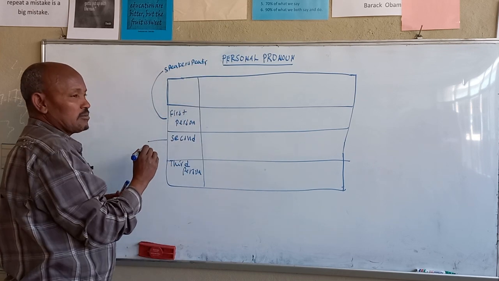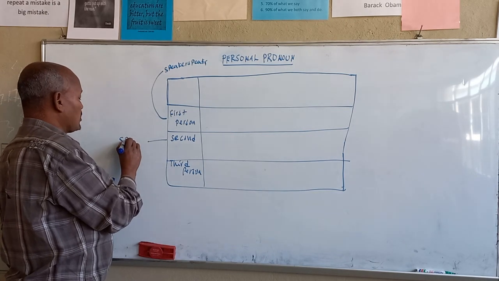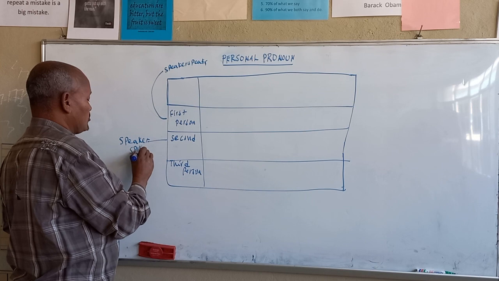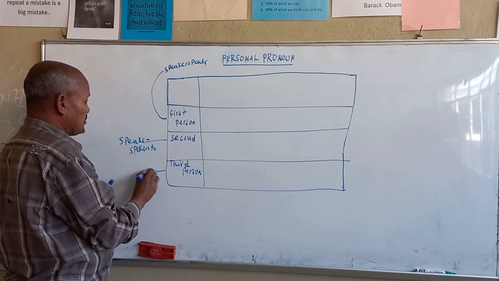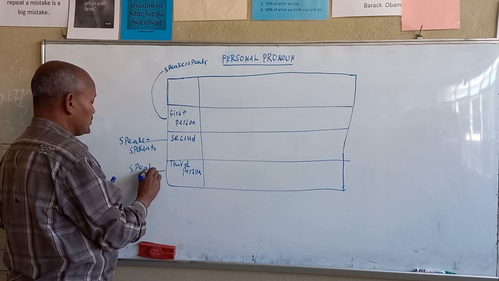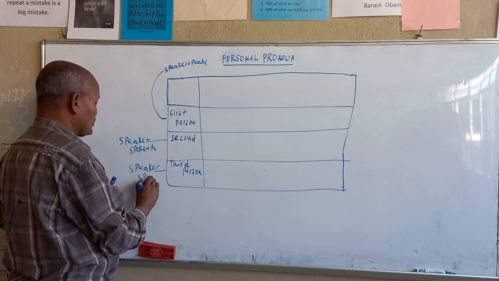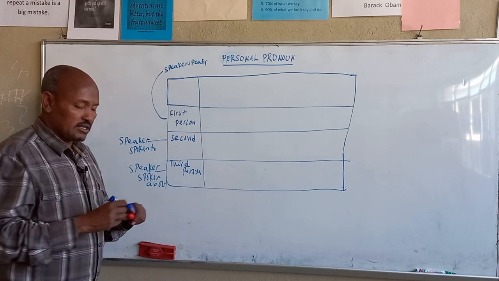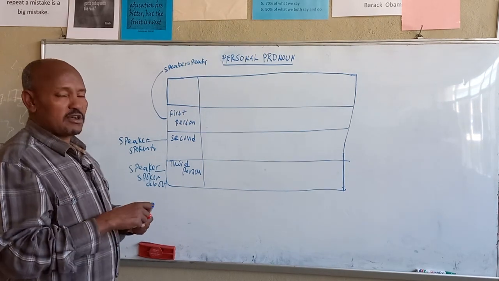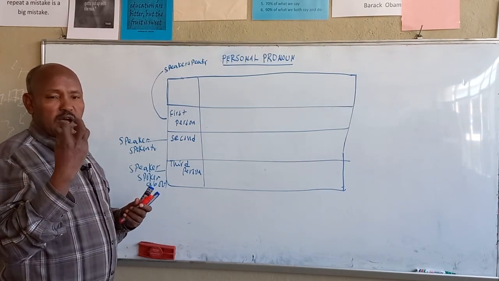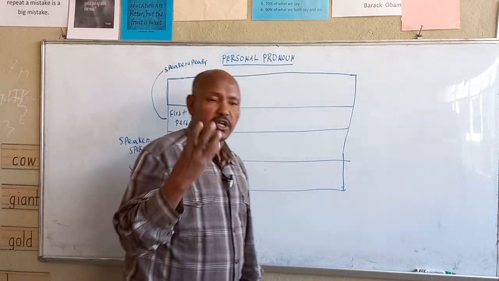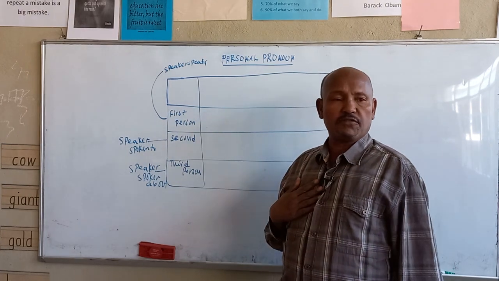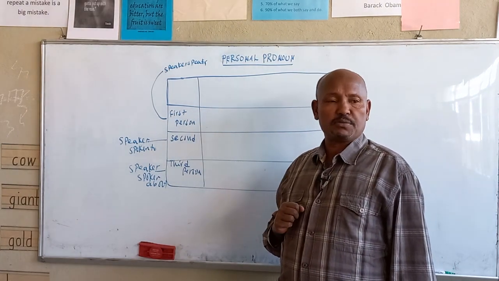And second person means the speaker spoken to. And third person, the speaker spoken about. These are the reasons that we categorize the personal pronoun into three categories. First person: I am first person, and we are first person.